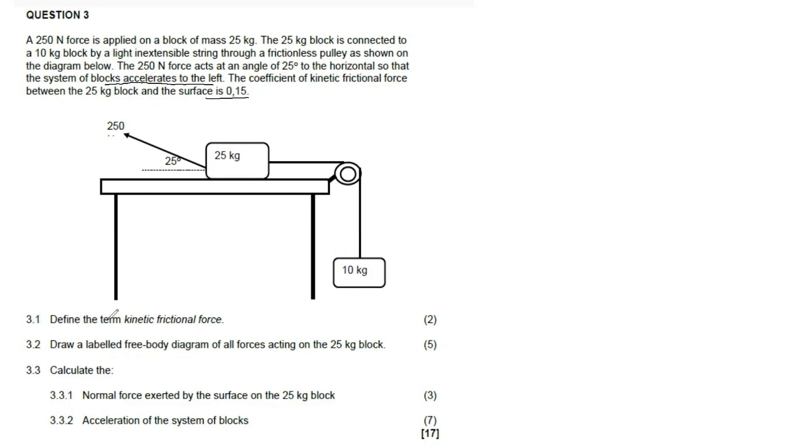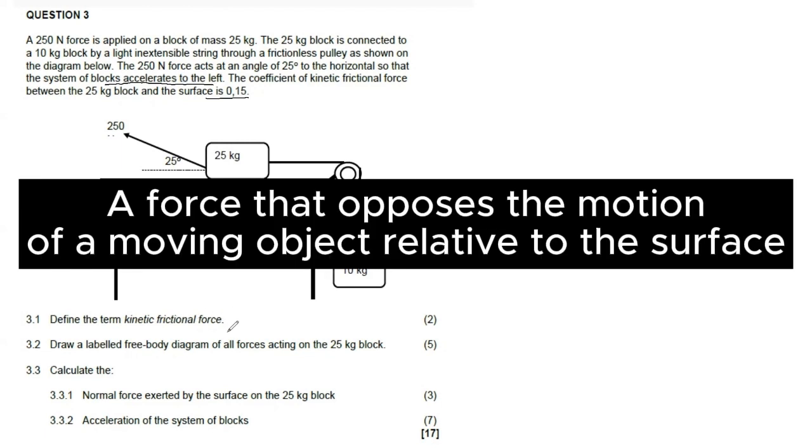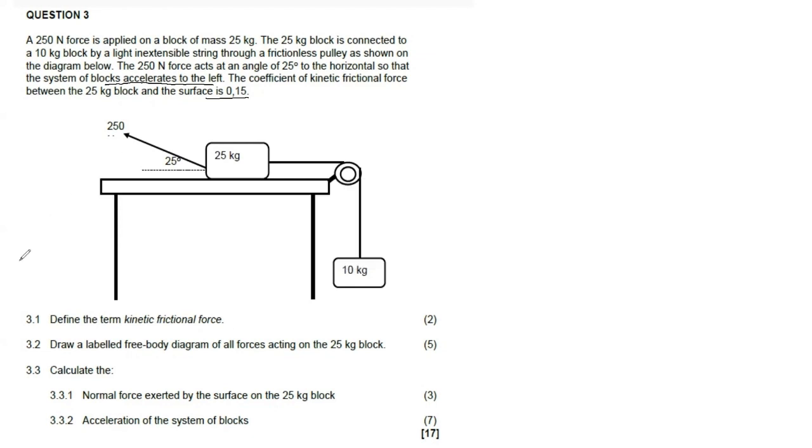Then 3.1 says define the term kinetic frictional force. We say this is the force that opposes the motion of a moving object relative to the surface. So that's how you are expected to define it according to your CAPS document. Then 3.2 says draw a labelled free body diagram of all forces acting on the 25 kg block. So you already know that you have 7 marks for free. The first 2 marks for your definition, and then the second 5 marks for just drawing your free body diagram and then labeling it.